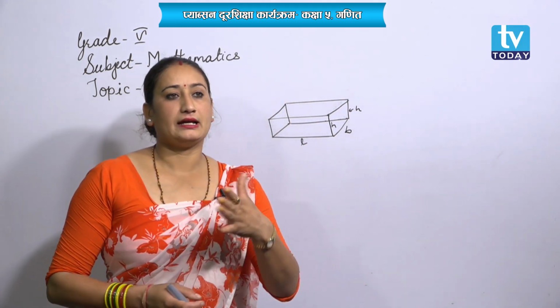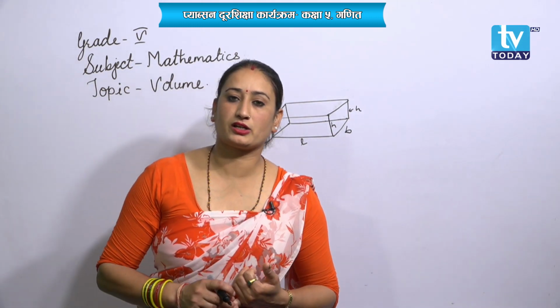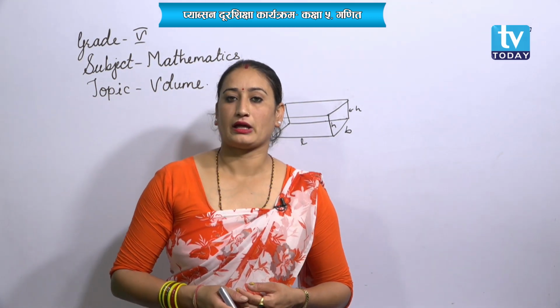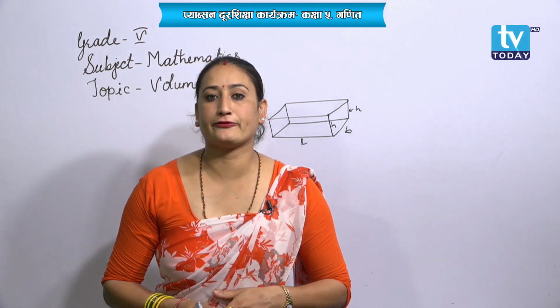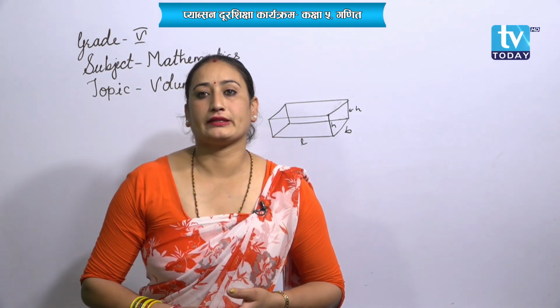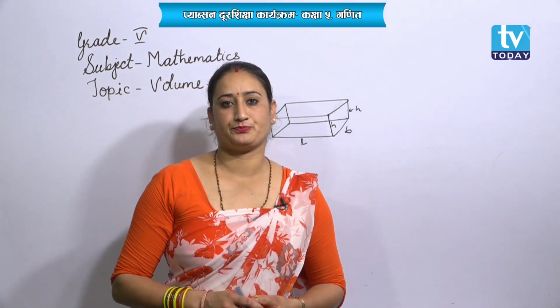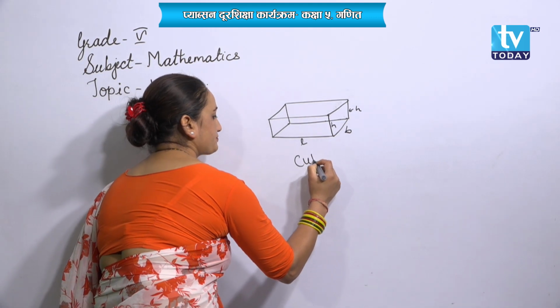Okay, now see, are all the sides equal? Is the pillar also equal to the length of your room? No. That means length, breadth and height will be different. If they are different, then we call it a cuboid.